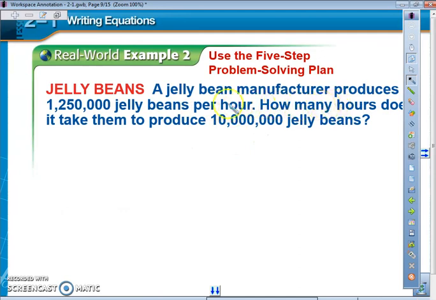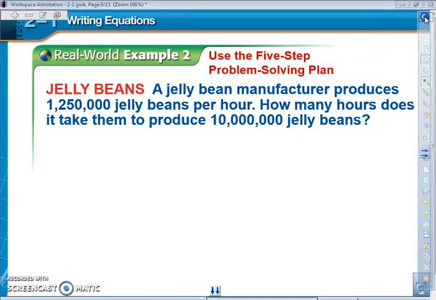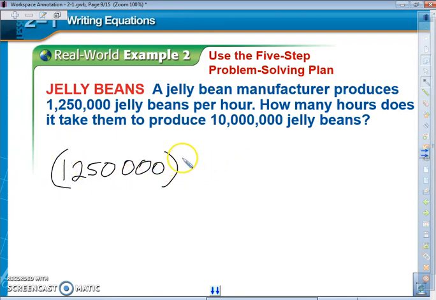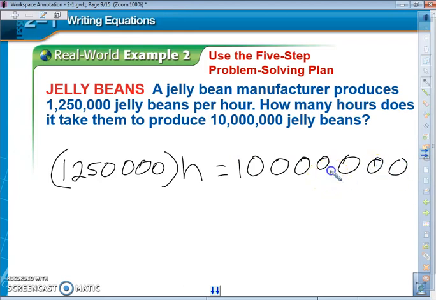Okay. A jelly bean manufacturer produces a lot of jelly beans per hour. How many hours does it take them to produce 10 million jelly beans? Well, what's the equation that I could use right here? And we're going to skip the 5-step problem solving plan. There's a 5-step thing that their book talks about, and we're just going to skip it. Well, if it does 1,250,000 in 1 hour, how long does it take to make it equal to 10 million? And the way that I would solve this, y'all know it, divide both sides by 1.25 million. And what is it, like 6 or 7? 7, maybe 8?